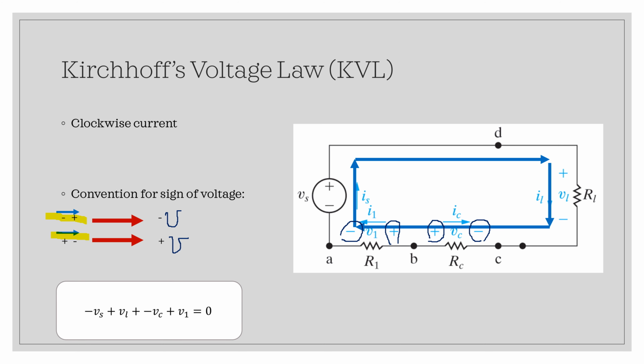So applying Kirchhoff's voltage law for this circuit would give me minus V sub S plus V sub L minus V sub C plus V sub 1 is equal to 0.